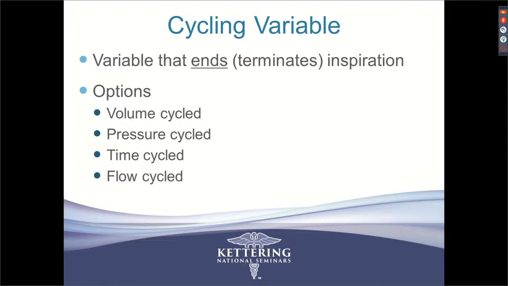Number 3 there, time cycled. Highlight letter D, it's used as a cycling variable during pressure control ventilation. And then number 4, the flow cycled. Highlight letter A, this is positive pressure applied to the airway until a predetermined flow is achieved. And letter C, this is the normal cycling mechanism for turning the breath off in pressure support ventilation.